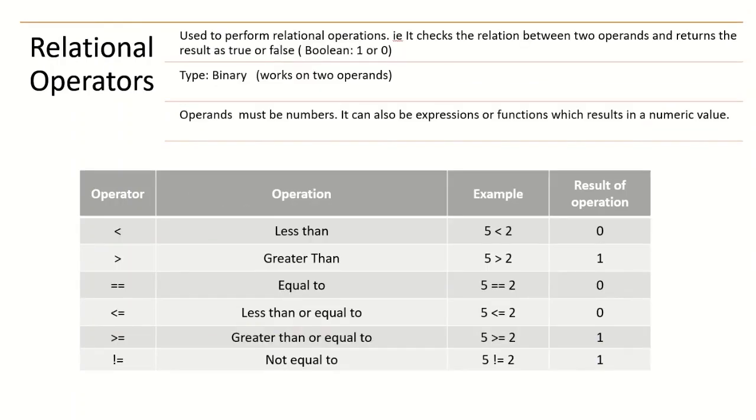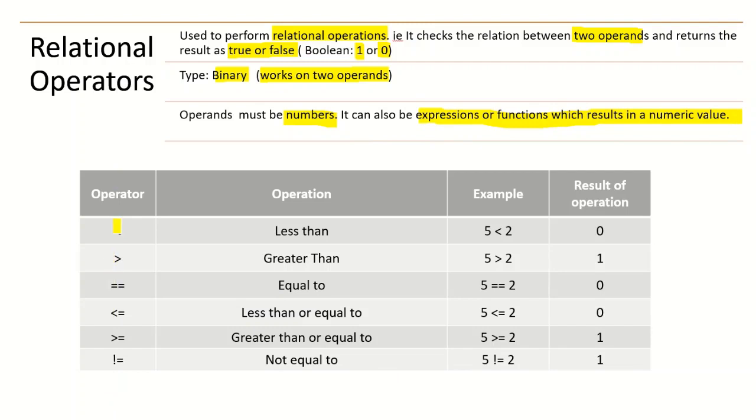Relational operators. These are used to perform relational operations. That is, it checks the relation between two operands and returns the result as true or false. That is, the result will be 1 or 0. These are binary type of operators, that is, works on 2 operands. The operands must be numbers, or it can also be expressions or functions which result in a numeric value.